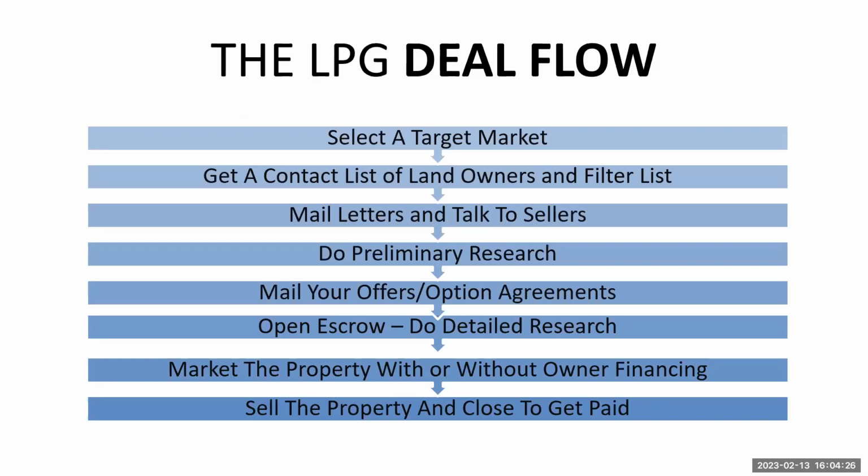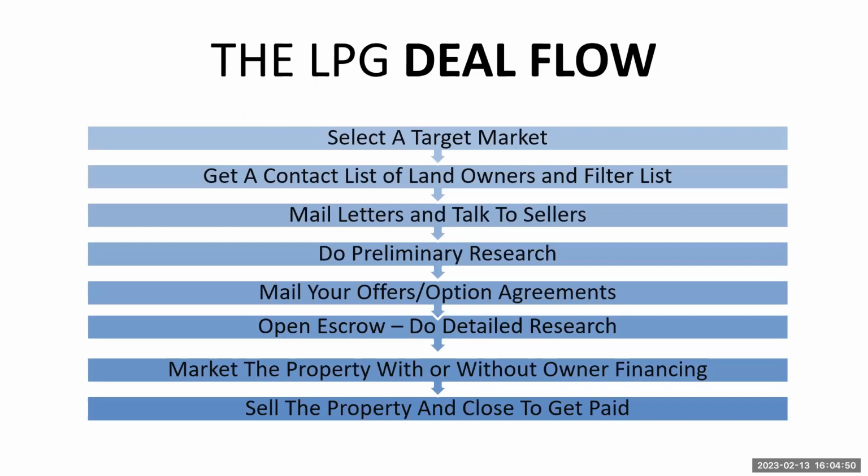And then next up, when you have that list, the next step is to mail out those neutral letters and start talking to the sellers. So you're gonna mail out all those neutral letters, and then you're gonna get some callbacks. So people that are interested in hearing an offer from you. So that's what this means.